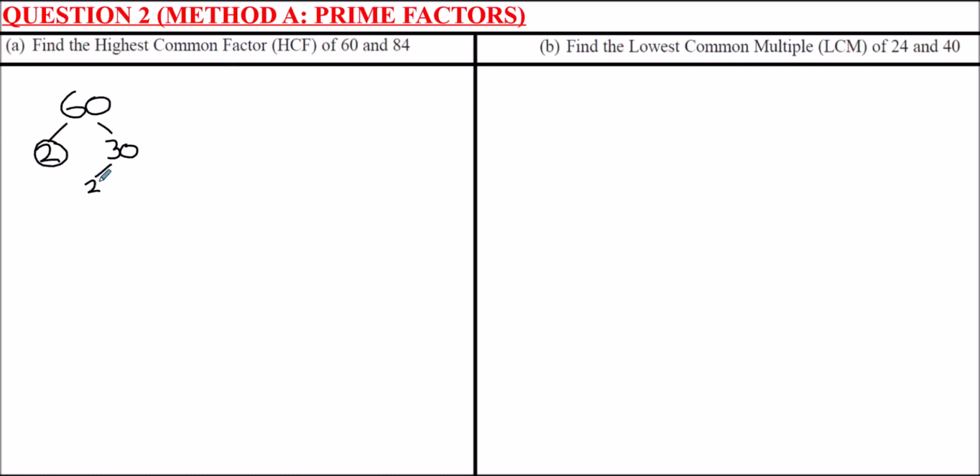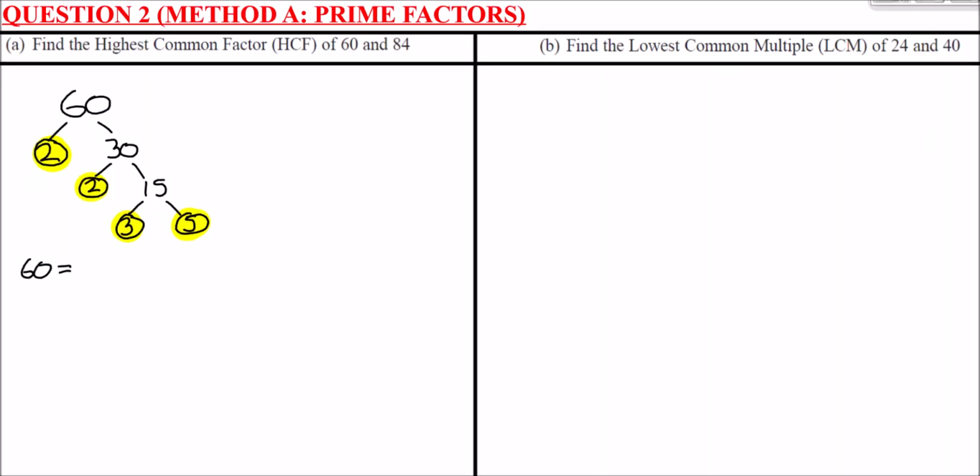30 isn't prime, we can divide it by 2, which gives us 15. And 15 still isn't prime, we can divide that one by 3, which is prime, and 15 divided by 3 is 5. So therefore, we now know that 60 is 2 times 2 times 3 times 5. So we can write this down. This will help us in our next step. So 60 equals 2 times 2 times 3 times 5. So just writing this down now. 2 times 2 times 3 times 5.